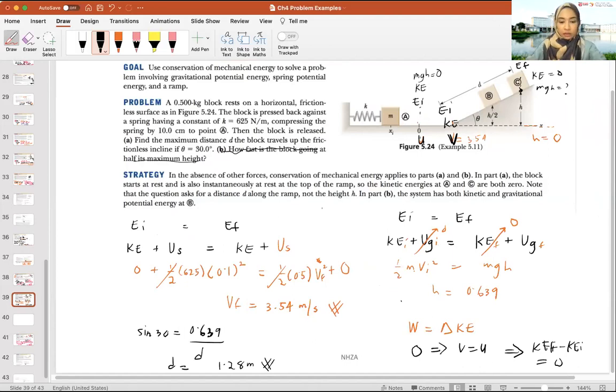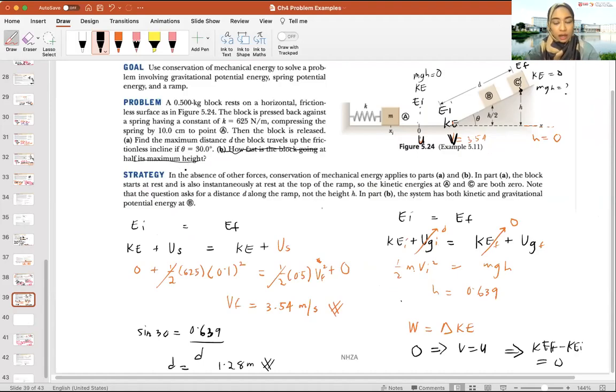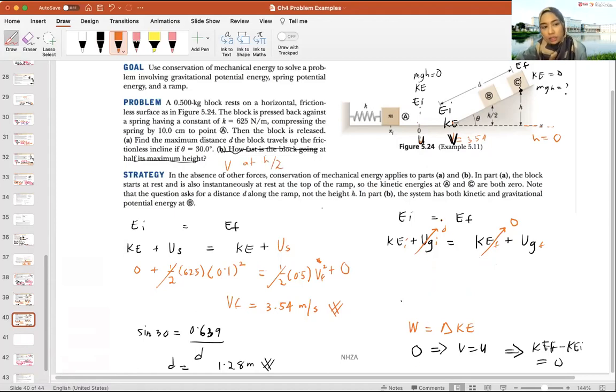Okay, next one. Kalau ada yang tertidur, wake up. Last one. So B, how fast is the block going at half its maximum height? So I want to duplicate this. Sebab equation kita dah ada. I just want to plug it in. Half its maximum height. Let's use this one. Now it's going to be H equals to how fast is the block going at half its maximum height. So it's asking us for V at H over 2. So it becomes a little bit complicated. Tak complicated mana lah. So this is our equation.